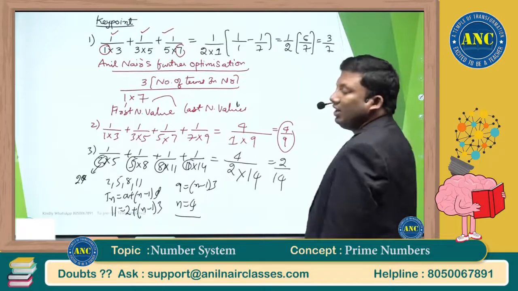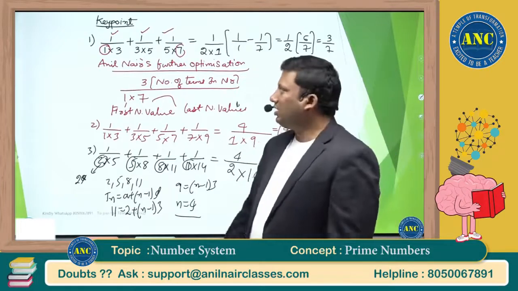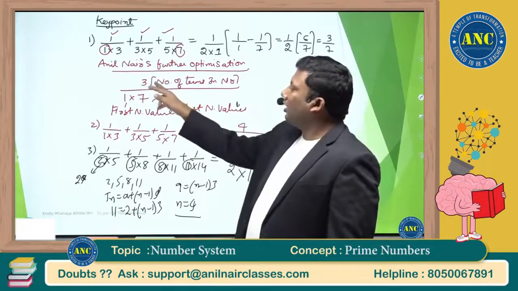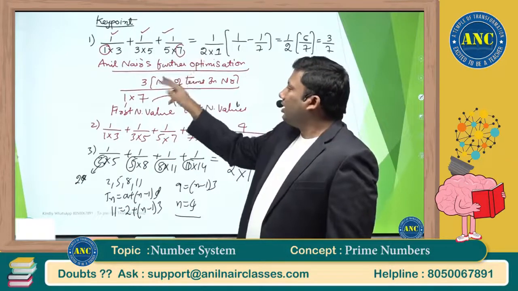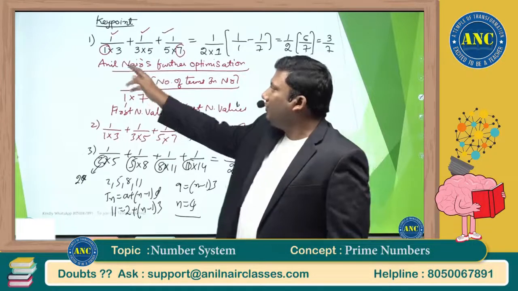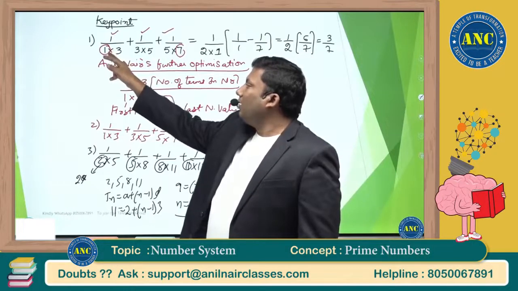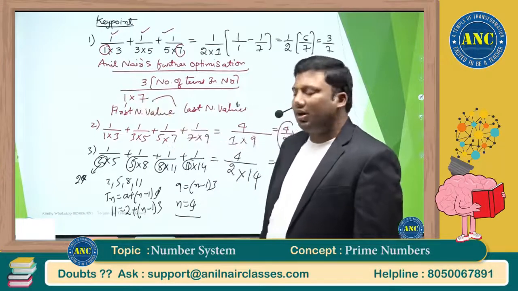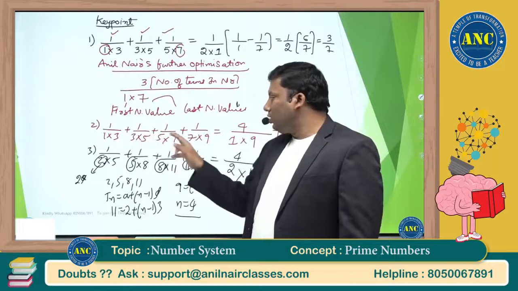A very, very easy way to look at the series. Again, I am repeating. 1, 2, 3. There are 3 terms in the numerator. Write down the number of terms in the numerator: 3. What will be the first numerical value? 1. What will be the last numerical value? 7.